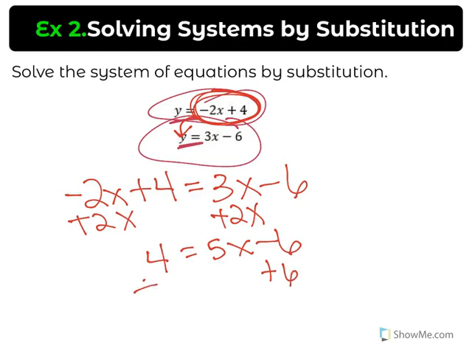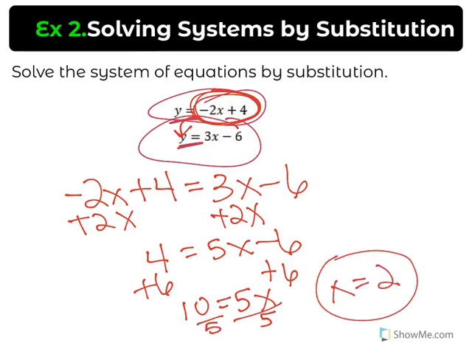Add the 6. Could you have done this in a different order? Of course. 10 equals 5x. Divide by 5, and x equals 2. Okay? But again, remember, we're not done. We also need to figure out the y. So take that 2, put it back in. You can put it back into either one. I just think the bottom one's going to be easier.